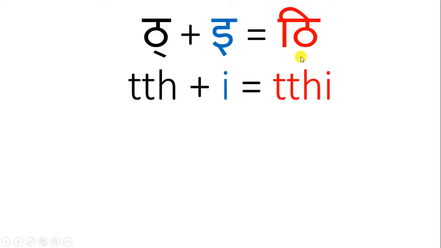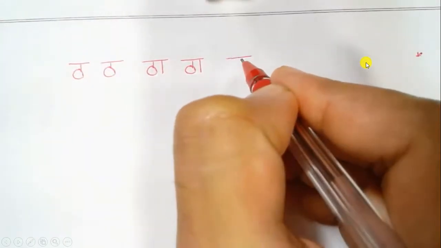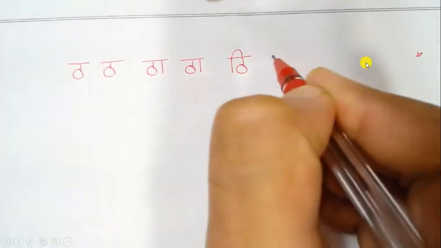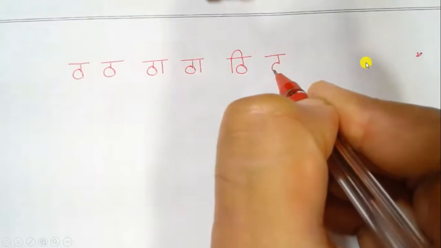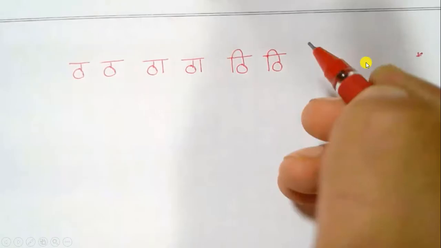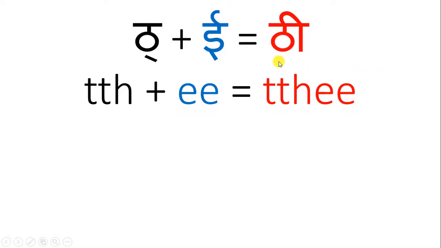Okay. The next sound is T. And we get this sound T when we add T to E. T plus E equal to T. Alright. Let us see how to write T. Okay. Yes, that is T.